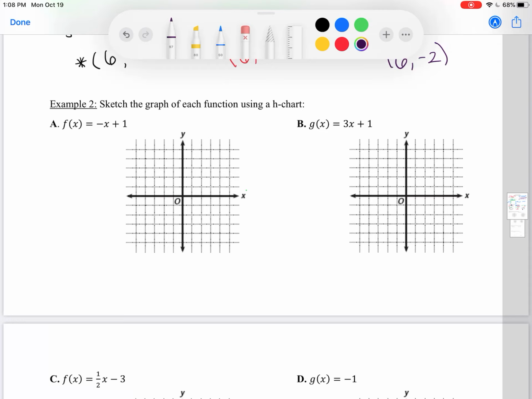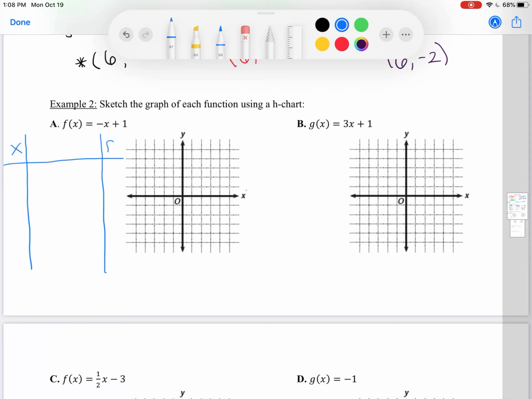But what if I forget? What if the day of my final, I forget how to do that? All right, you can always, always, always make an H chart. And that's what we're practicing today, is these H charts and plugging them in. So if I forget what my slope is and how that applies to my graph and how my intercept goes into my graph, I can create an X chart, or excuse me, an H chart.